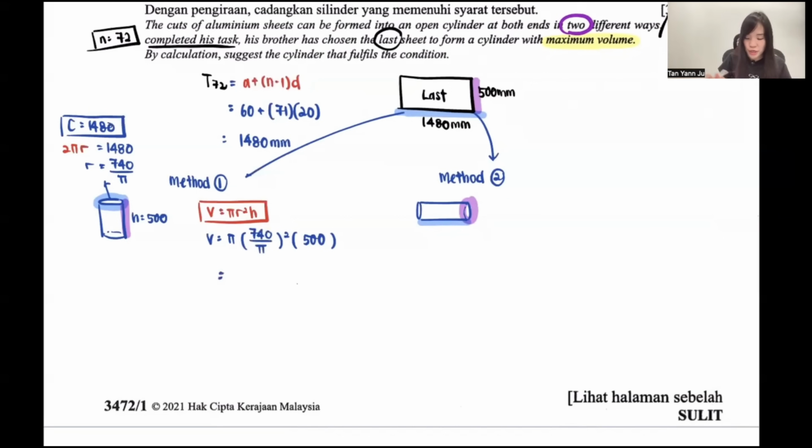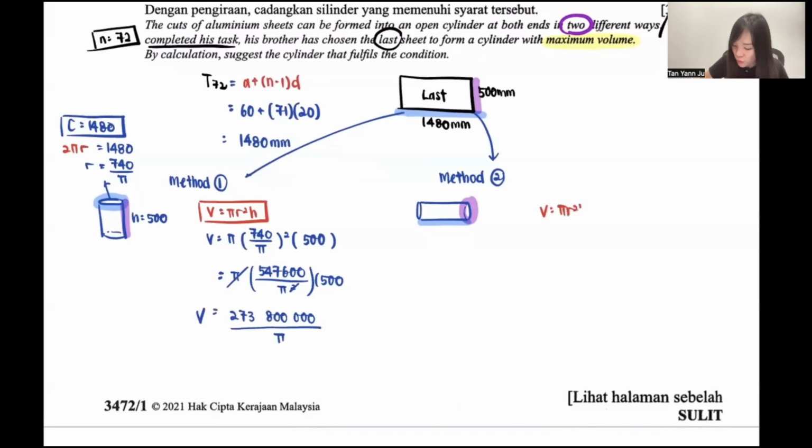Guys, this is what I get already, I write nicely for you. So pi times 740 over pi, if I square it, 547,600 over pi squared, times 500. This one and this one cut. Then times 500, I'm seeing how many zeros, 273,800,000 over pi. Guys, this is the volume I get for method 1. Now let's try method 2.